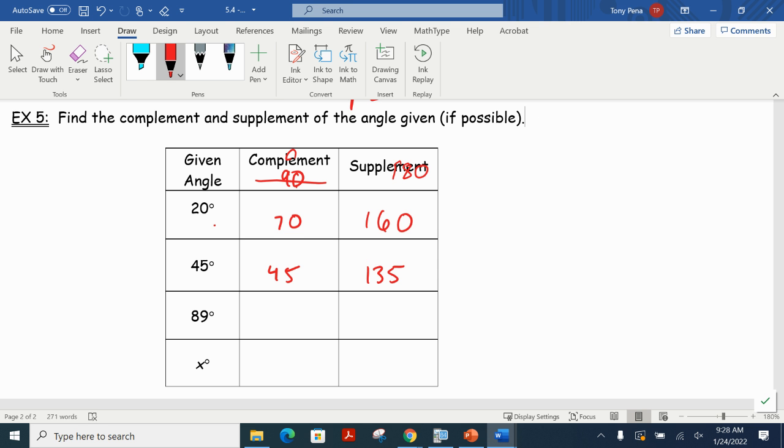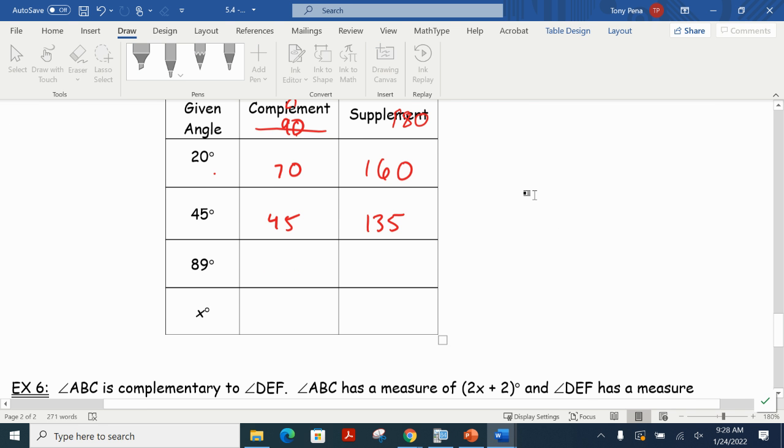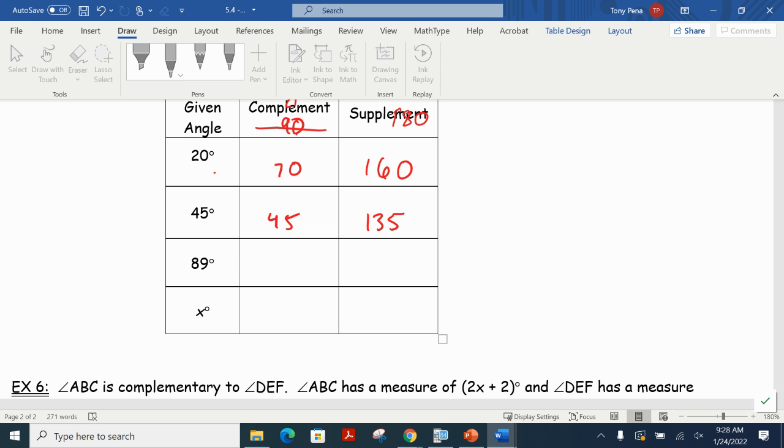Next one, 90 minus 89. Its complement has to just be 1 degree. And then the supplement would be 91 degrees.